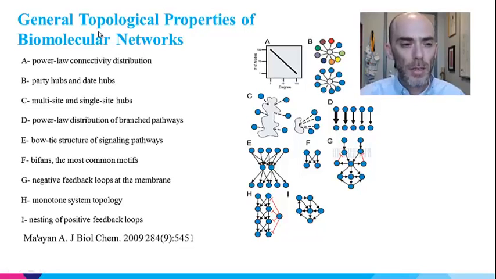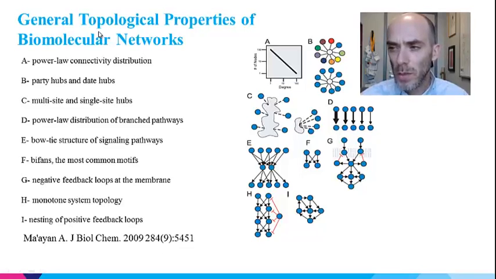These properties include the power law connectivity distribution that we discussed, party hubs and date hubs, multi-site and single-site hubs, power law distributed branched pathways, which we also discussed, the bow-tie structure of cell signaling pathways, and the bifan motifs, which is the most common network motif in biological networks. We also discussed that already.